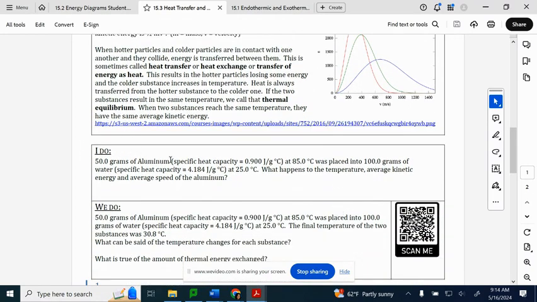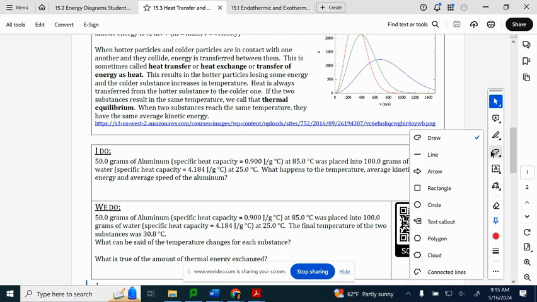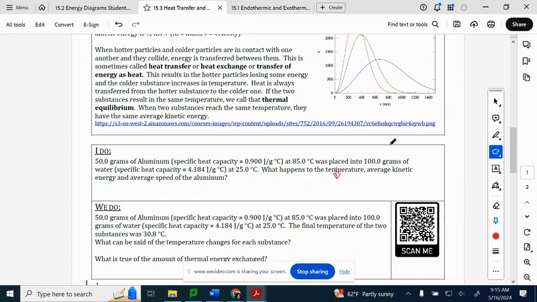Right? So 50 grams of aluminum is placed in 100 grams of water, and that water is at 25 degrees Celsius. The aluminum was 85. So what's going to happen to the temperature of the aluminum? The aluminum is at 85. It's put in 25 degree water. What's going to happen to the temperature of that aluminum? I think it's going to be low. It's going to get lower. Right. It's going to decrease. Good. The average kinetic energy is also going to decrease, and the average speed of the aluminum will decrease. Okay.